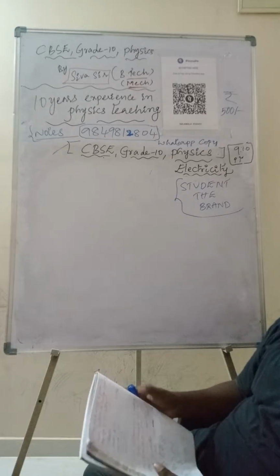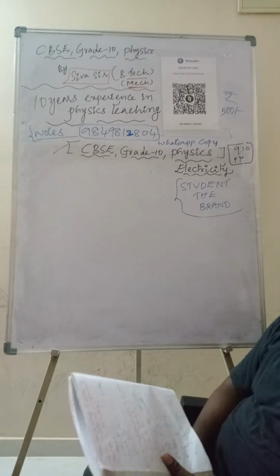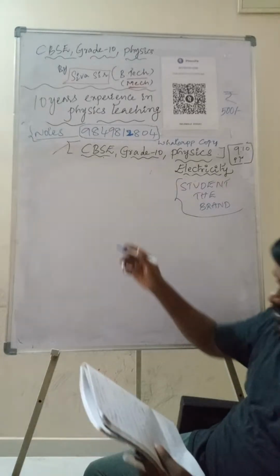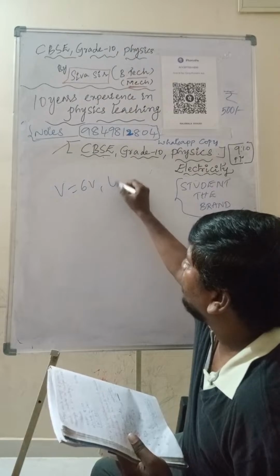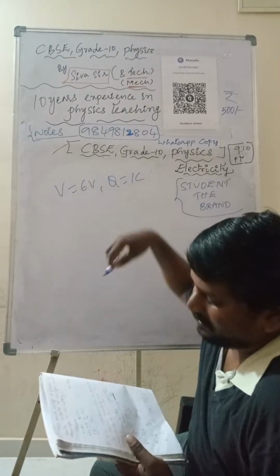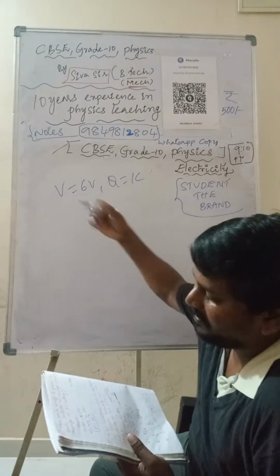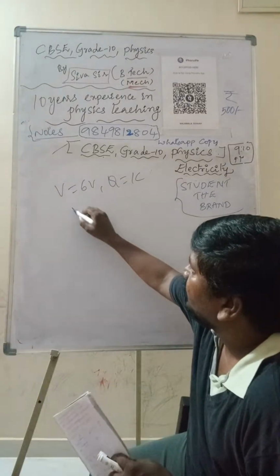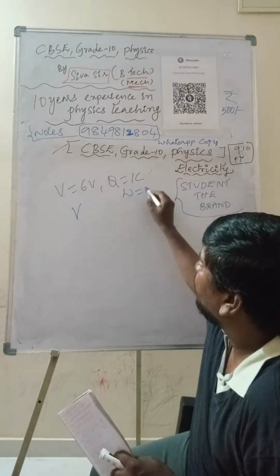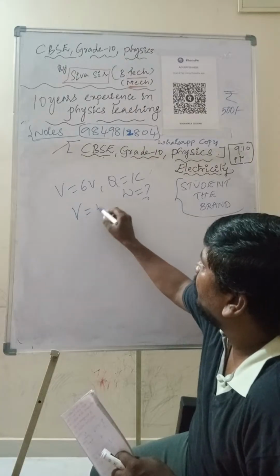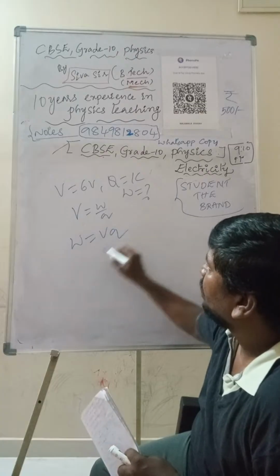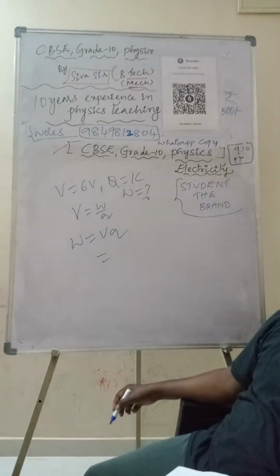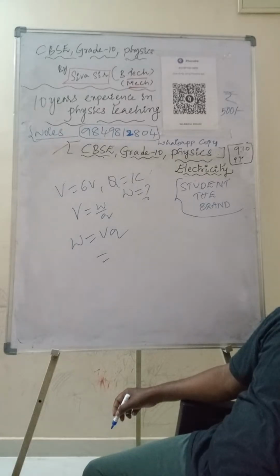So how much energy is given to each coulomb of charge passing through a 6 volts battery? Voltage is given as 6 volts and charge is given as 1 coulomb, and we have to find out how much energy. Energy is nothing but work done. We know V equal to W by Q, so W equal to V into Q. Simple formula. Can anybody guess the answer?